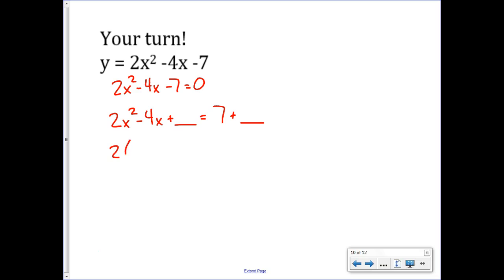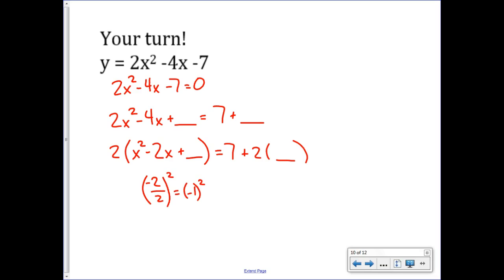Now I can take a 2 out here, so I have x squared minus 2x. And let's do it again. So x squared minus 2x plus blank. And then whatever's on the right side, I actually have to multiply by 2 when I put it in that blank. So then I have negative 2 over 2, quantity squared, which is negative 1, quantity squared, which is 1. So I'm going to put a 1 in both of those spots. And then I have 2 times (x minus 1), quantity squared, equals 9.